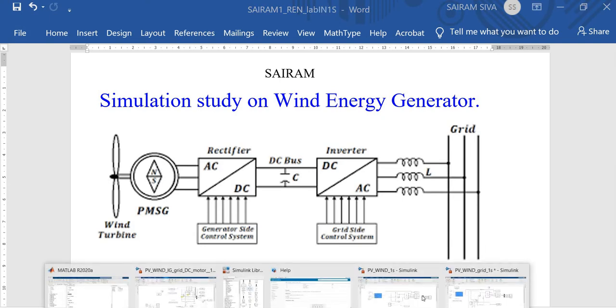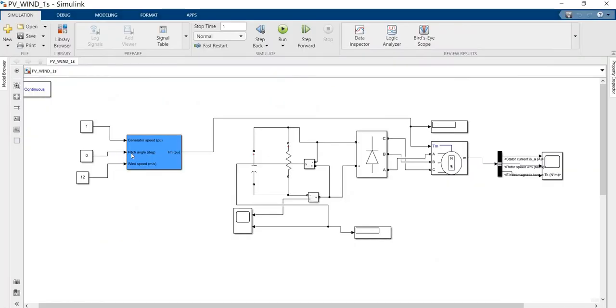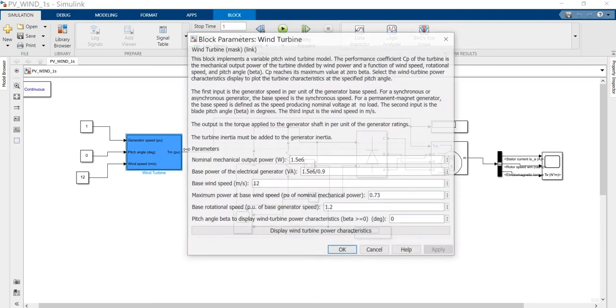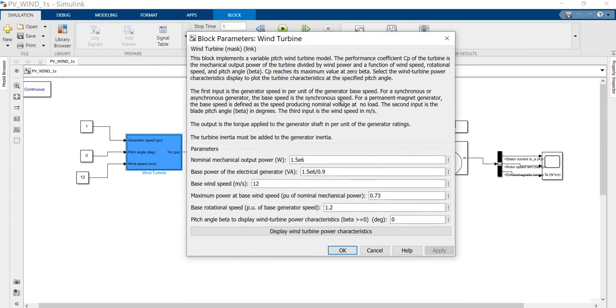Okay, so this is the wind turbine. This wind turbine is already available in the MATLAB SimScape tab, in the renewable energy wind tab. The nominal mechanical output is 1.5e6. If needed, we can change that data.